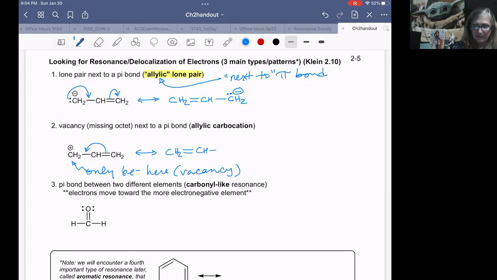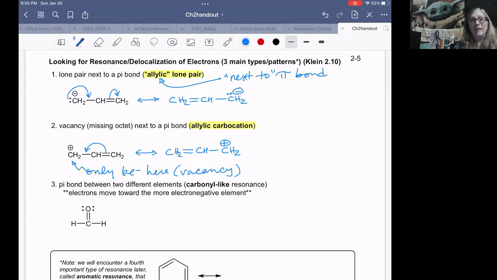Actually, we just saw an example of this on the previous page. That's called an allylic carbocation. Every allylic carbocation has resonance. We use that one curved arrow, and do you see where the positive charge is now? This carbon now is the one that has only 3 bonds because we just took the pi bond away from it. So there's our carbocation. Allylic carbocation.